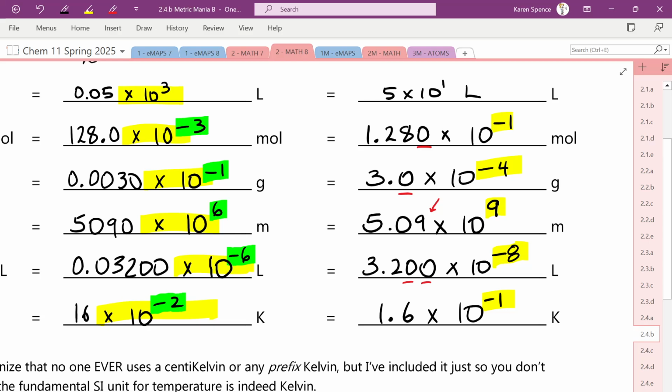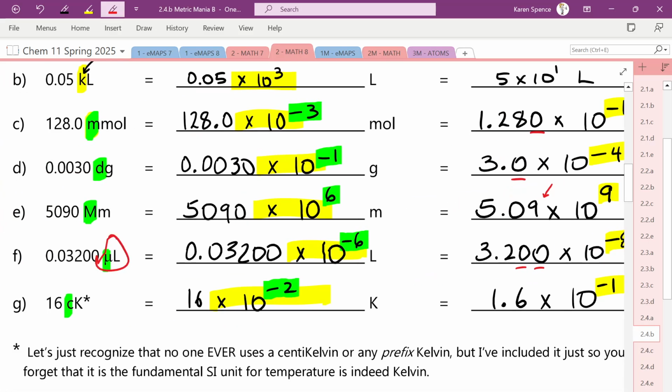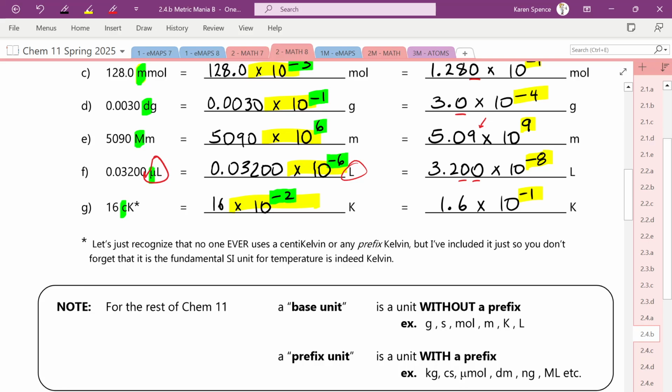So it's actually really easy to convert from a prefix unit to the plain unit, because all you have to do is substitute that power of 10 for the prefix. You don't have to do a unit conversion or anything, although you can. Okay, yes? We're getting there. Just hold on. Okay?